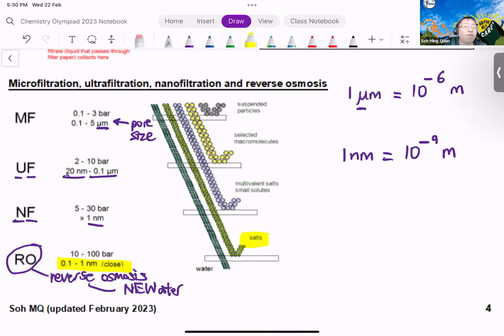And that is how reverse osmosis works. You are basically filtering out all the ions in the water. So you can convert dirty water into clean drinking water, which is what we call NEWater. Okay? Now, why do I spend so long going through this?